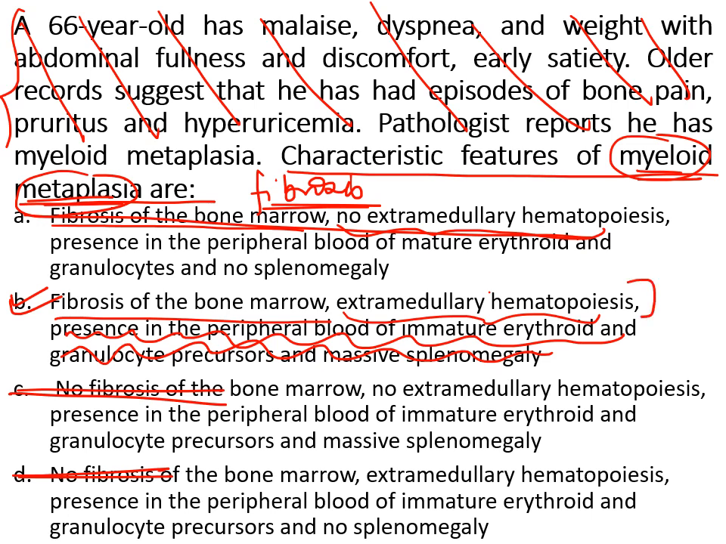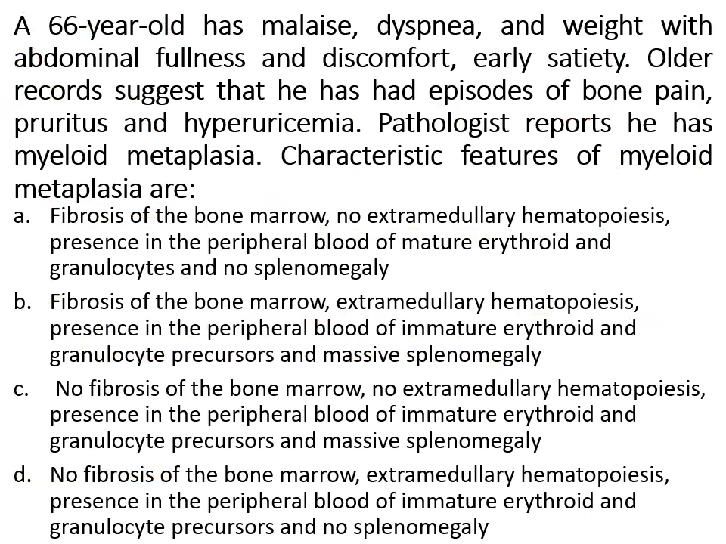So this really saves time when you have long questions and long options. So myelofibrosis, or myeloid metaplasia, will have fibrosis of bone marrow, extramedullary hematopoiesis, presence in the peripheral blood of immature erythroid and granulocyte precursors, and massive splenomegaly because of the extramedullary hematopoiesis. So read the question from the last line for lengthy questions. Start eliminating the options. This really helps in solving the long questions.